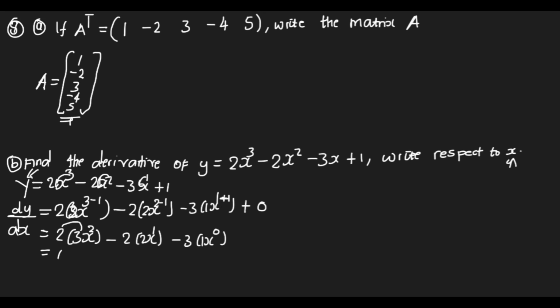2 times 3, we have 6x squared, minus 2 times 2, we have negative 4x. Then here we are going to have 3 times 1 with x raised to the power 0. We know that anything raised to the power 0 is 1, so here we just have 3. So our final answer is 6x squared minus 4x minus 3. So this is how we can solve the question for calculus.